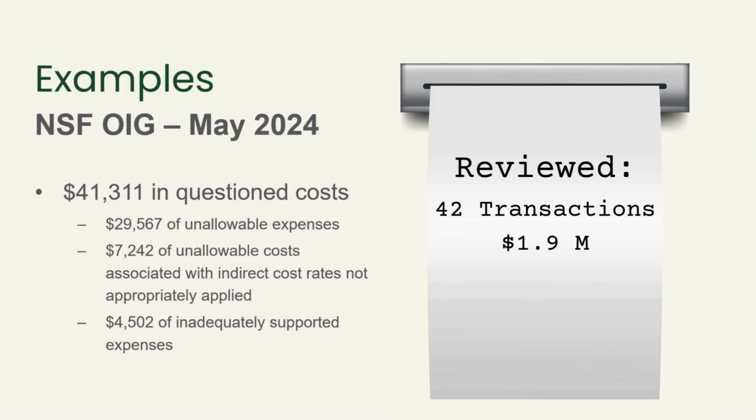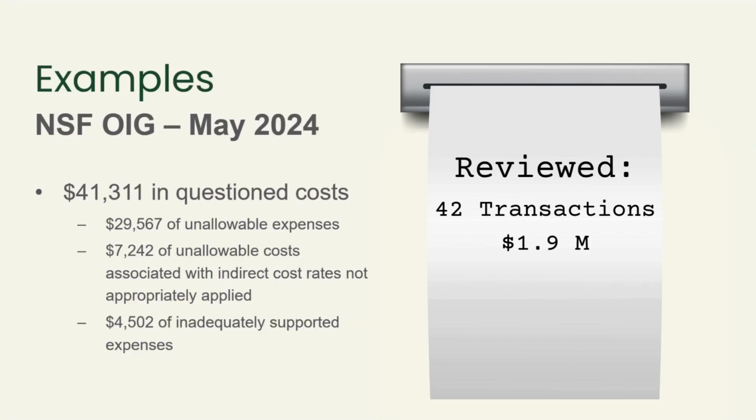So there are those unallowable costs associated with indirect rates not appropriately applied, and then inadequately supported expenses. This one happened to be an IPA, an Intergovernmental Personnel Act. For those of you who don't know, federal agencies will often hire our faculty or whoever to do work for them. NSF often does that. That's how they get a lot of their scientific review people. It's an assignment at another institution. NSF in those cases pays Colorado State University for that person's time and effort while they're working for NSF.